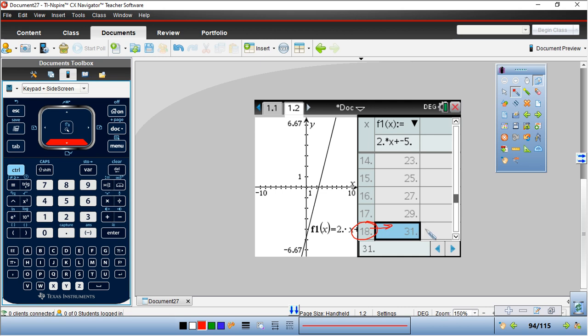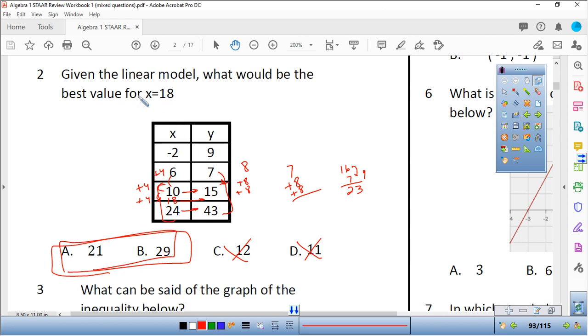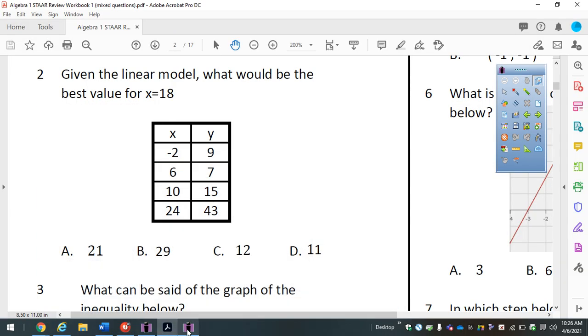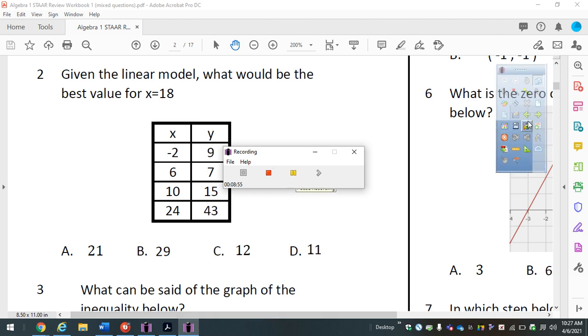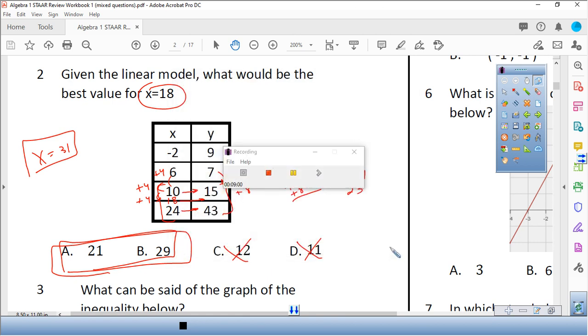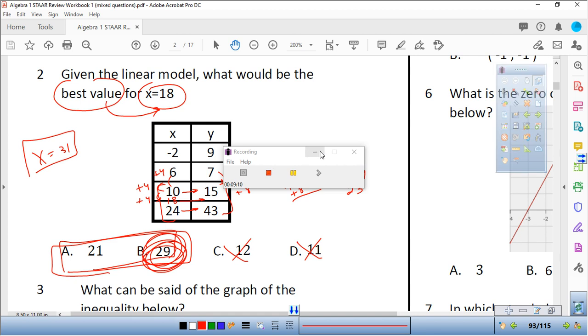X to be 18 is 31. Am I doing this right? Let me see. X to be 18, 31. And you know, it's still not there. I'm going to go x to be 31. All right. Guys, hold on real quick. Okay, I think I'm reading it wrong. I didn't read the best value. I'm guessing the best value for 18 would be 29. So I'm looking for the exact, and it's best. My bad.